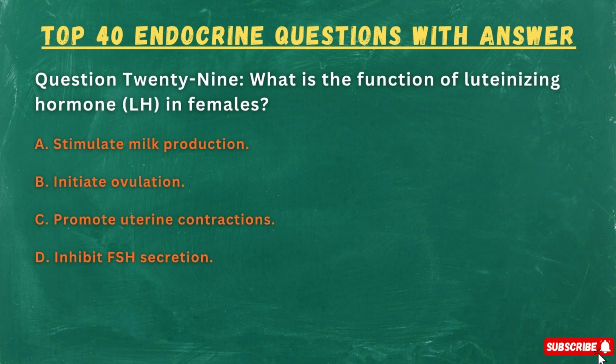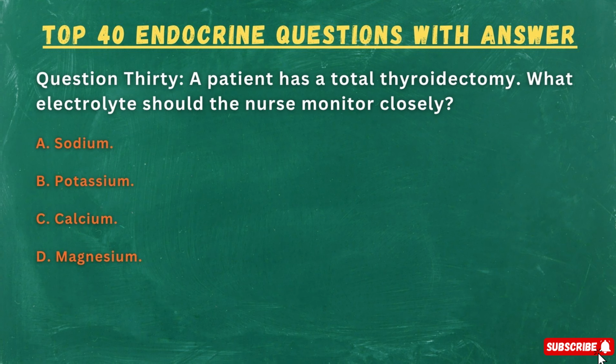Question 29. What is the function of luteinizing hormone, LH, in females? A. Stimulate milk production. B. Initiate ovulation. C. Promote uterine contractions. D. Inhibit FSH secretion. Answer: B. Initiate ovulation.